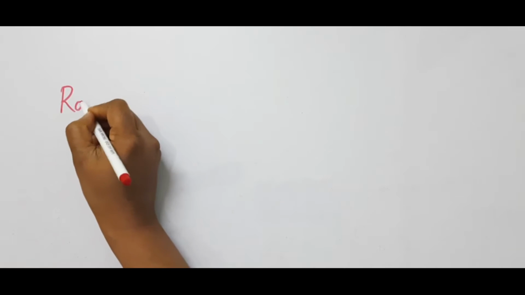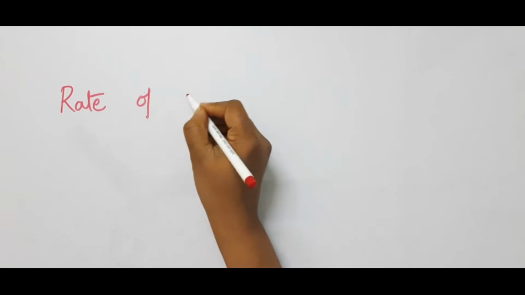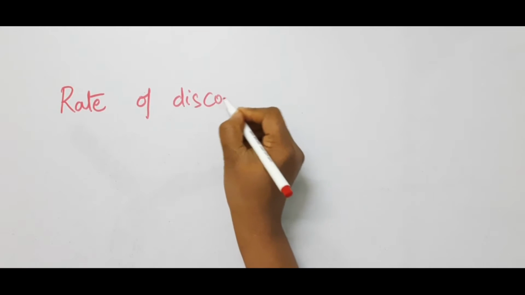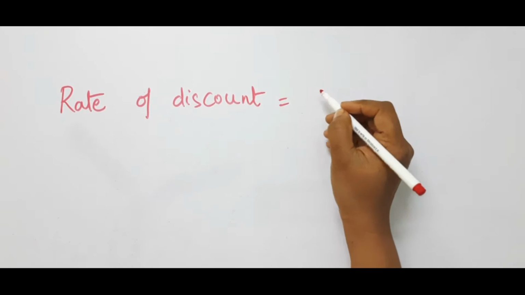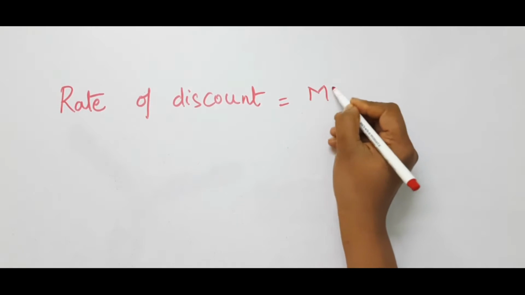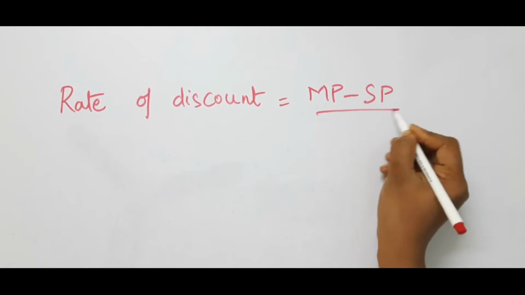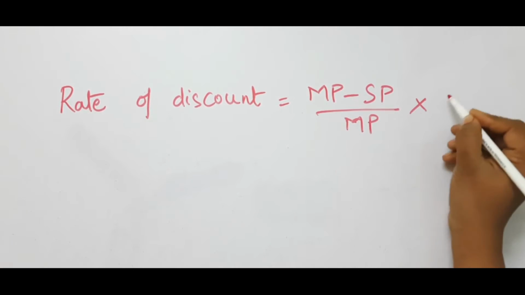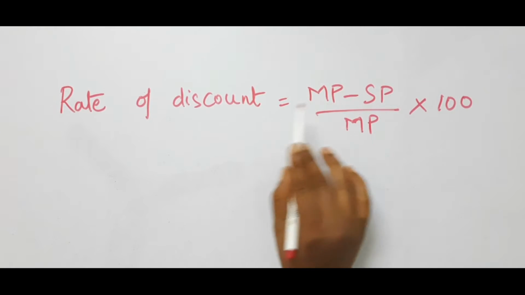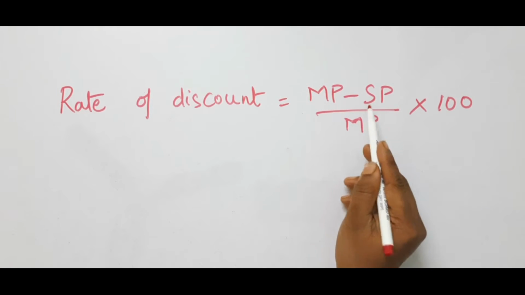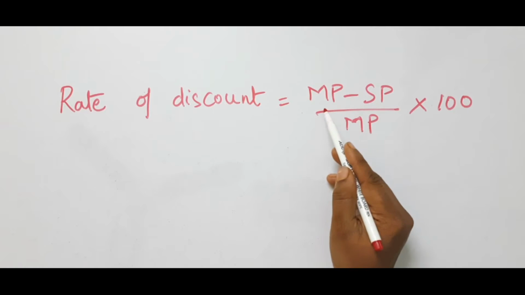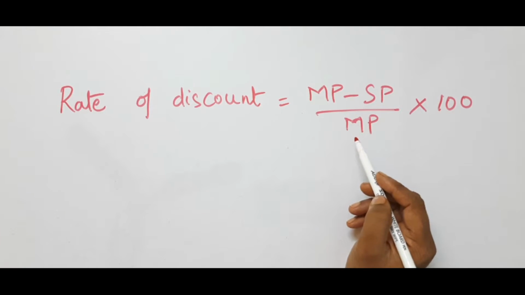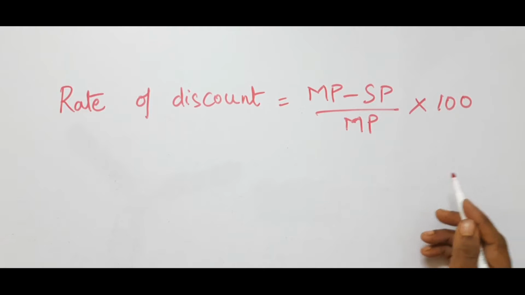Rate of discount. This formula is quite similar to the loss percentage formula. There we will do CP minus SP by CP, in case of loss percentage. Here we have to use market price, that is MP minus SP by market price into 100. So to find the rate of discount, here we will use market price minus selling price by market price into 100.